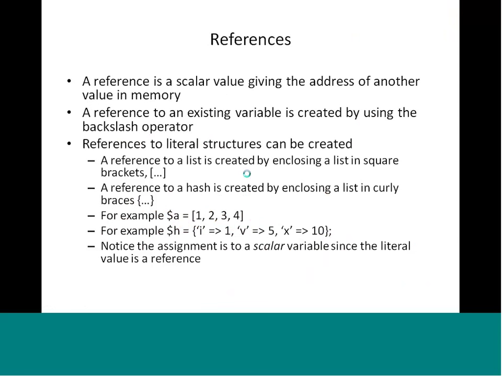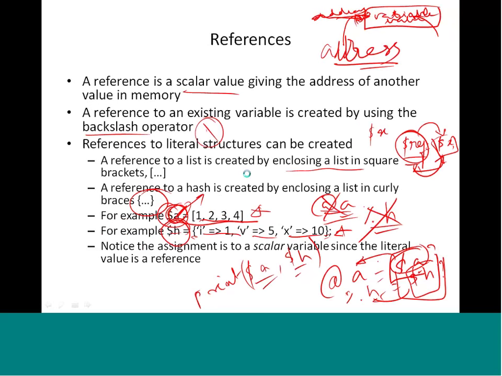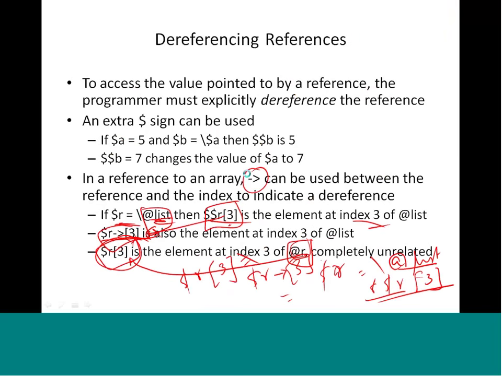And the other one is, once we have the references to these variables, how do we dereference them, or get back the original array, original list, or original hash? For that, we can use the extra dollar sign, essentially like $$b, and then for an array, we use the dash and then the greater than sign, which is an arrow. Basically, this arrow is made out of a dash and a greater than sign.